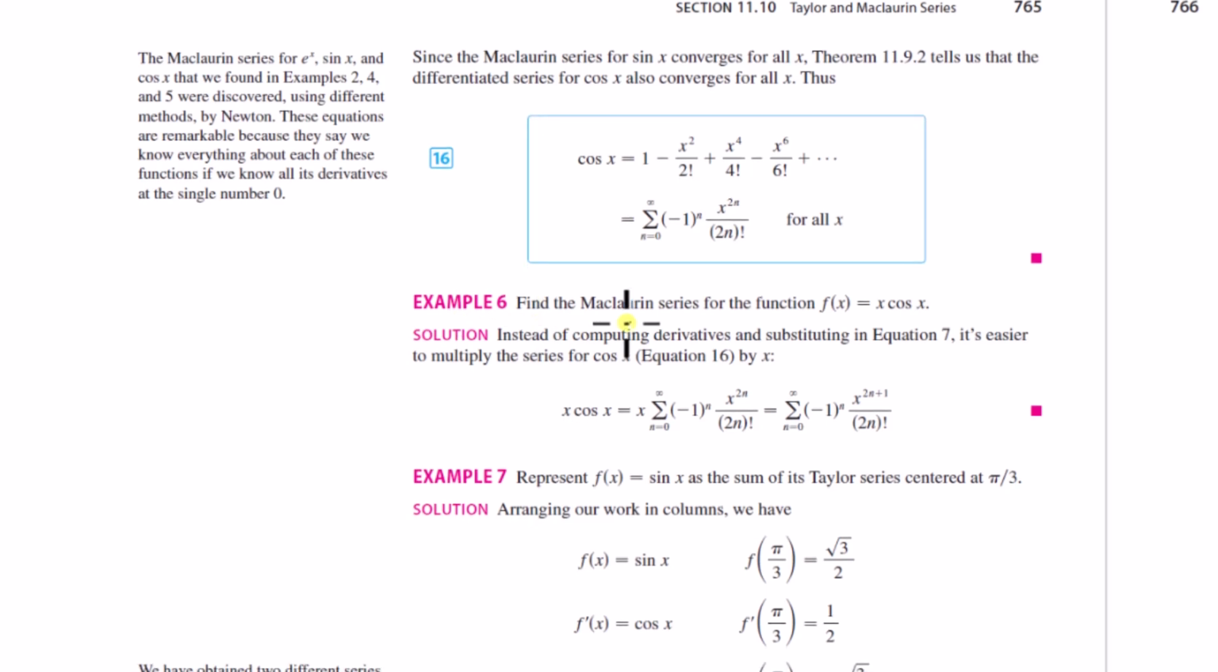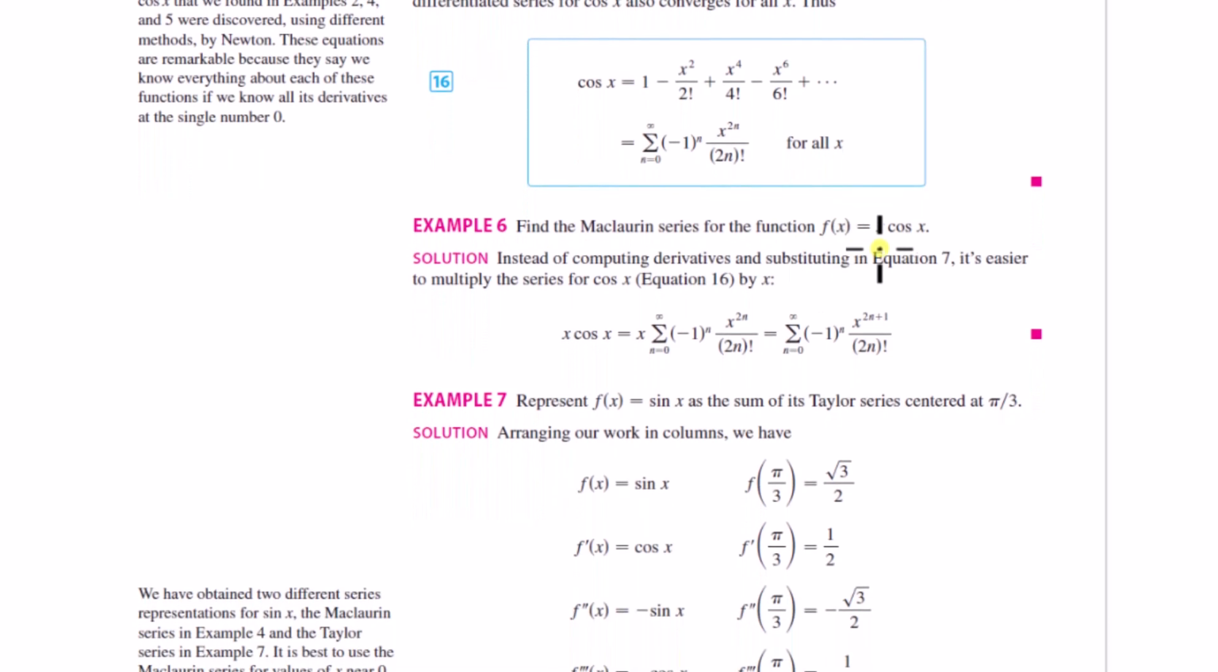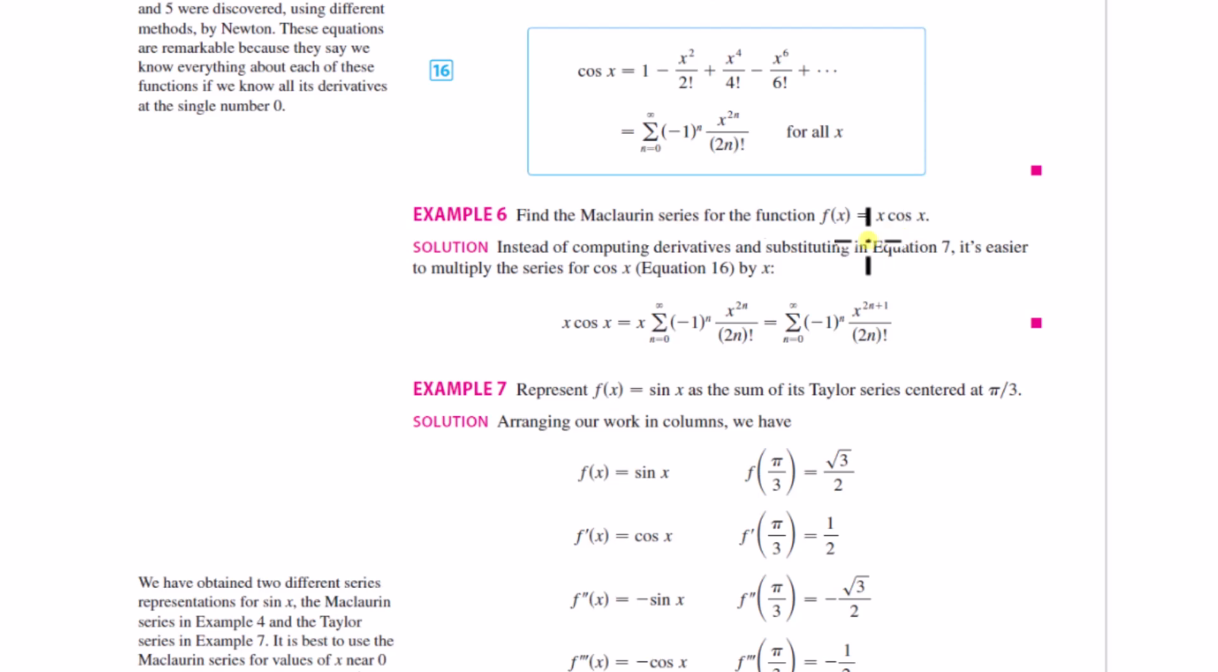Okay, find the Maclaurin series for the function x times cosine of x. So what do they do here? Well, they're going to come back to this equality and multiply both sides by x. So x cosine of x, they bring the x into the power series, simplify, and done. x cosine of x is equal to this power series. And why is that valid? Because you can multiply both sides of an equation by x and not change the equation.